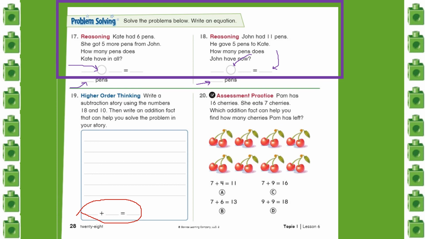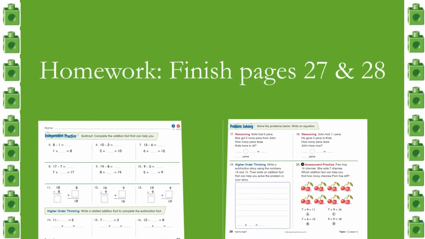And finally, number 20, this is assessment practice. Pam has 16 cherries. She eats 7 cherries. Which addition fact can help you find how many cherries Pam has left? Think about it. If you really don't know, just put a question mark on there. If no one can help you, just put a question mark on there. It's okay, just so I can see that you looked at it. But just try if you can to answer it. And if it's wrong, that's okay. There's no problem. This isn't a test, this is practice.